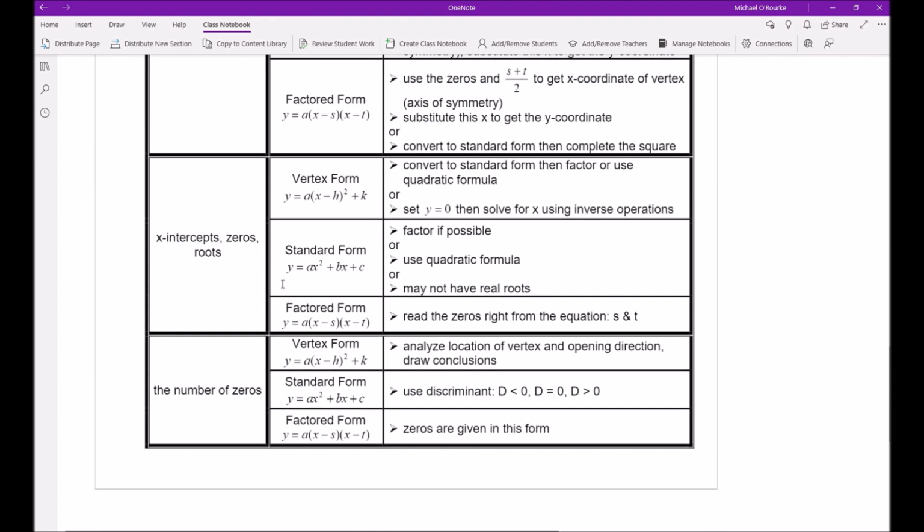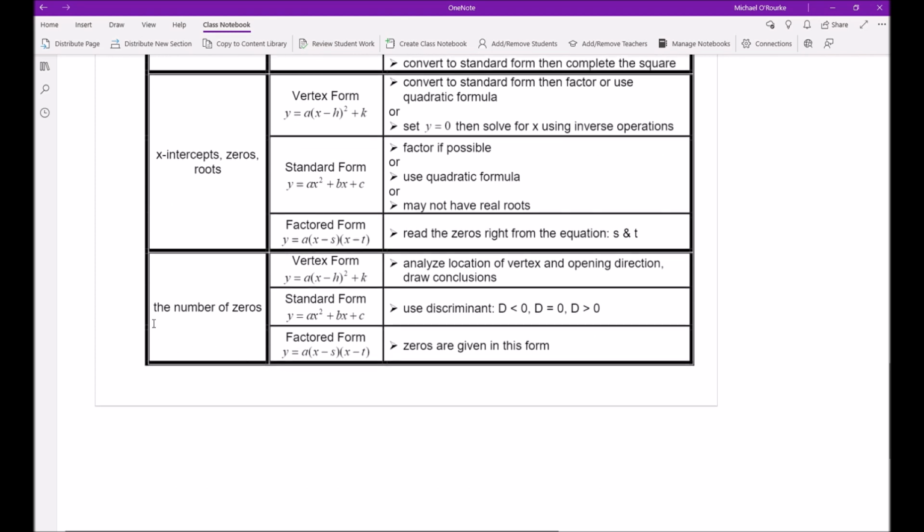If I want to find my zeros, what do I do? Well, if I have standard form, I can factor if possible or use the quadratic formula, right? If I have factored form, it tells me the zeros. Now, when I talk about factored form, I use r and s; s and t are the same thing, okay? If I want to know how many zeros there are, I could analyze the location of the vertex, draw it, and figure out the opening. Or I could use the discriminant here. Or if it's factored, it gives me the zeros.